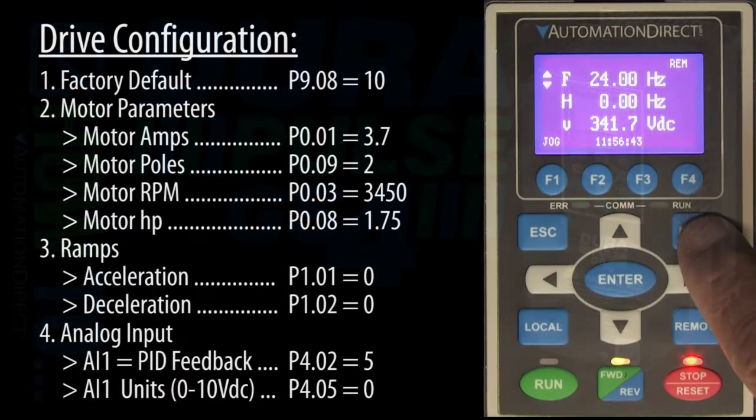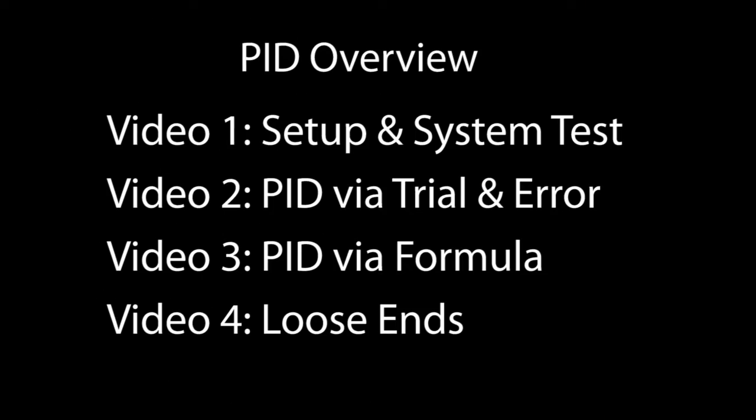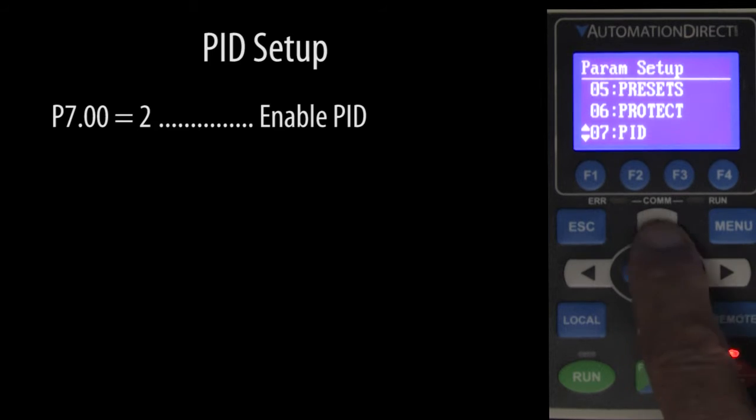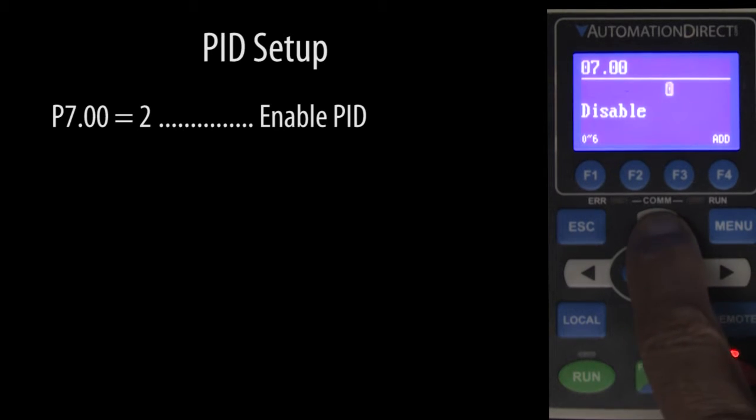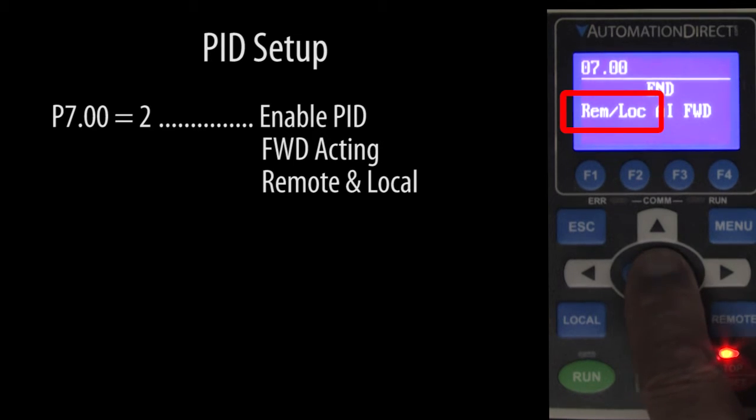In the first video, we set up the drive with these parameters and we learned about our system. In this video, we'll set up PID using the trial and error method. Parameter 7.0 enables PID. We know from the last video that we have a forward-acting system. And let's make PID active in either remote or local modes so we don't have to worry about which mode we're in while we're testing.